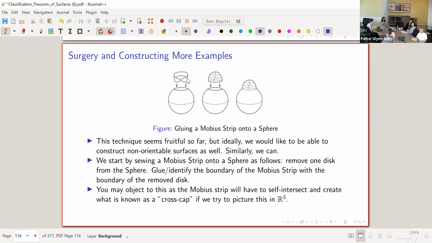So even though, yes, we technically have self-intersection here, if we're looking at this in a 3-dimensional sense, it actually doesn't matter because the gluing is abstract here. So we're just thinking of identifying the points. So the points on the Mobius strip with the points on the boundary here, like that.